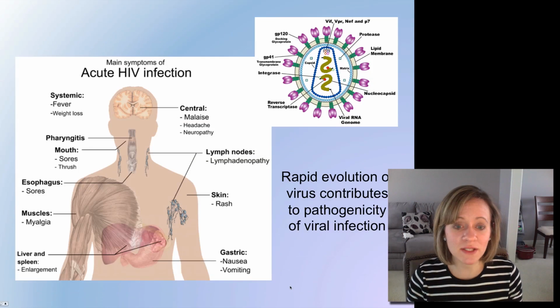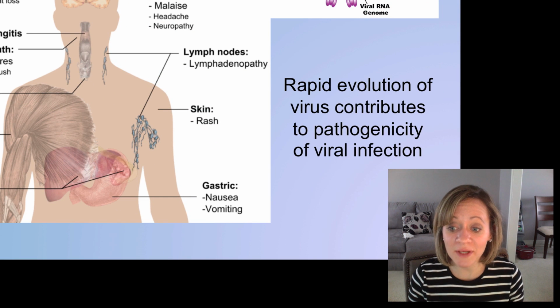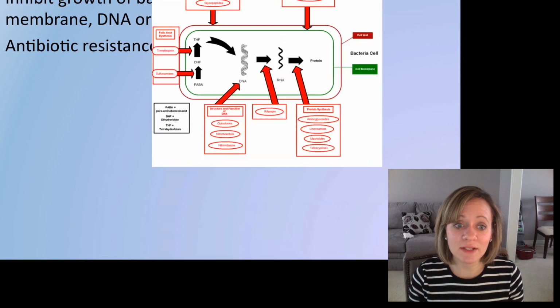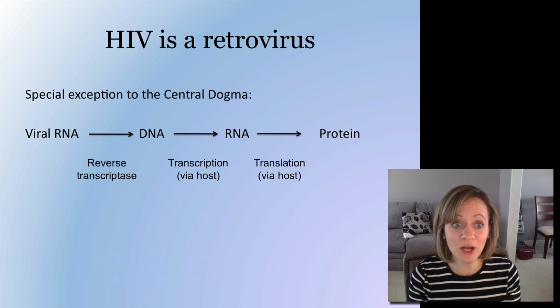I'm going to skip through this because I want to talk about HIV. HIV is a special case. It can undergo rapid evolution. And I'm going to skip through this as well. And it's a retrovirus. Now, this is the exception I was talking about.